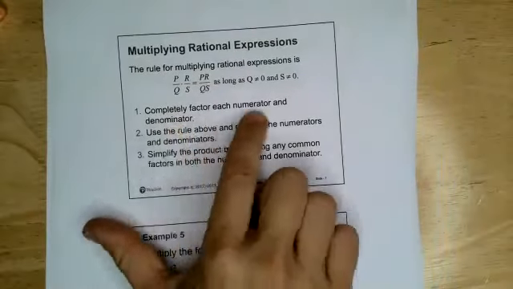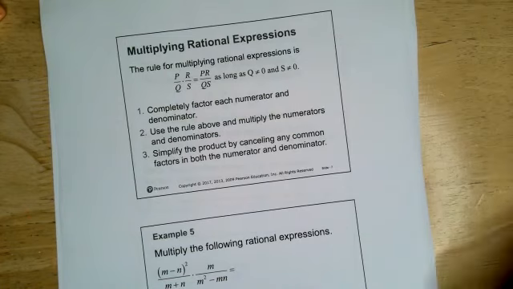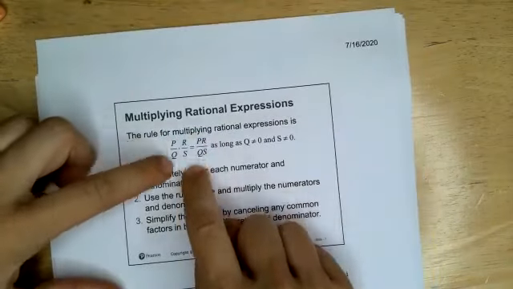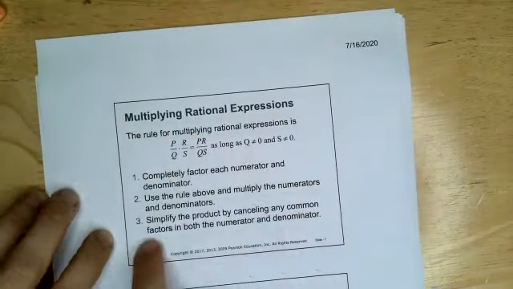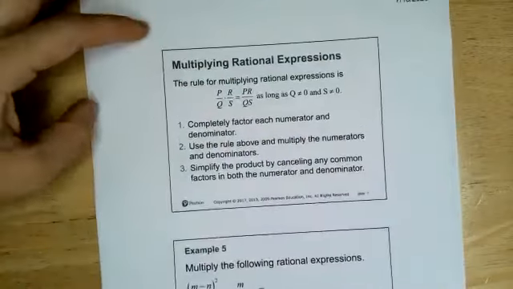That's why it says factor each numerator and denominator to use the rule and multiply numerators and denominators. And then simplify after you multiply to cancel the common factors in the numerator and the denominator, okay? So factor the numerator, factor the denominator, multiply, factor again to make sure you have it in simplest form.